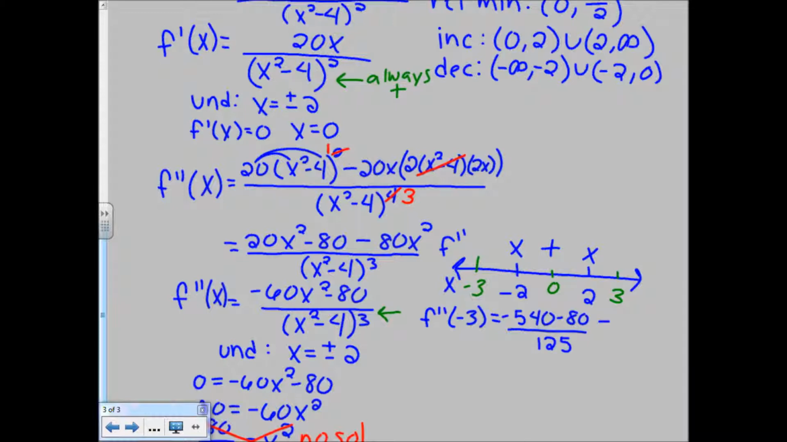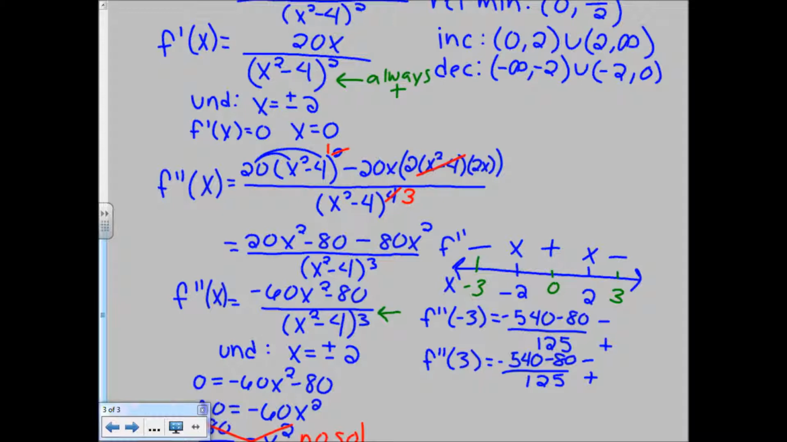And so this is a negative over a positive, so overall we're going to have a negative second derivative there. Let's see what happens at positive 3. At positive 3, we're actually going to get all of the same numbers because positive 3 and negative 3 squared are the same thing. So again, we're going to get negative 540 minus 80 over positive 125. So again, we're going to have a negative over a positive, so we'll have a negative second derivative.